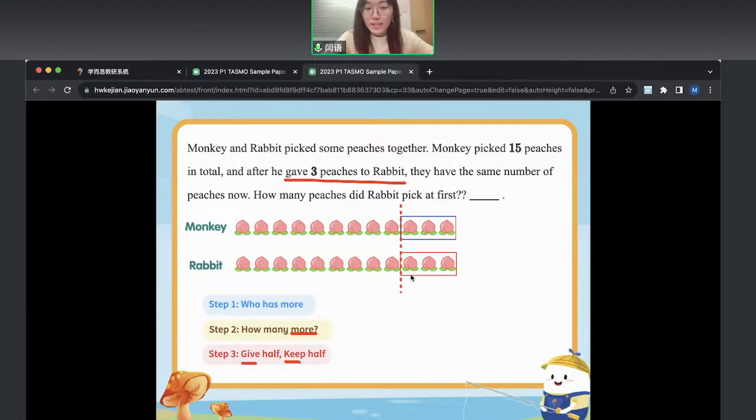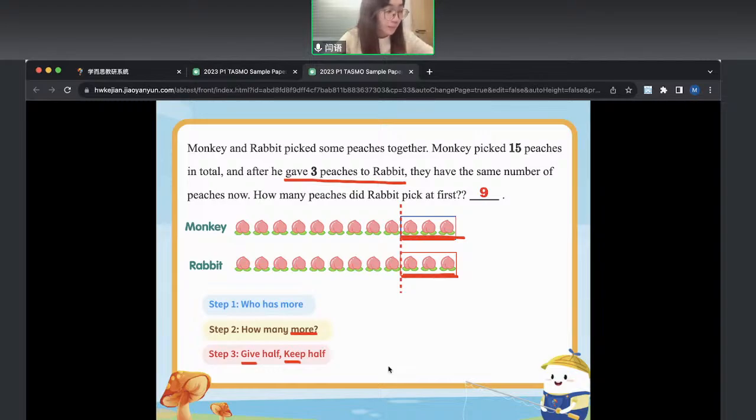So here you see the 3 peaches in the red rectangle. This is about the give, 3 peaches. And also for monkey, monkey has to keep 3 peaches as well. So in this way, what is the number of peaches that rabbit picked at first? It should be 15 minus 3 and then minus 3 again. Because you need to minus the give part, and also you need to minus the keep part. Okay? So do remember that. Here, the answer is 9. Some students say the answer is 12. No, you need to minus 3 twice here. Okay, give half and then keep half.